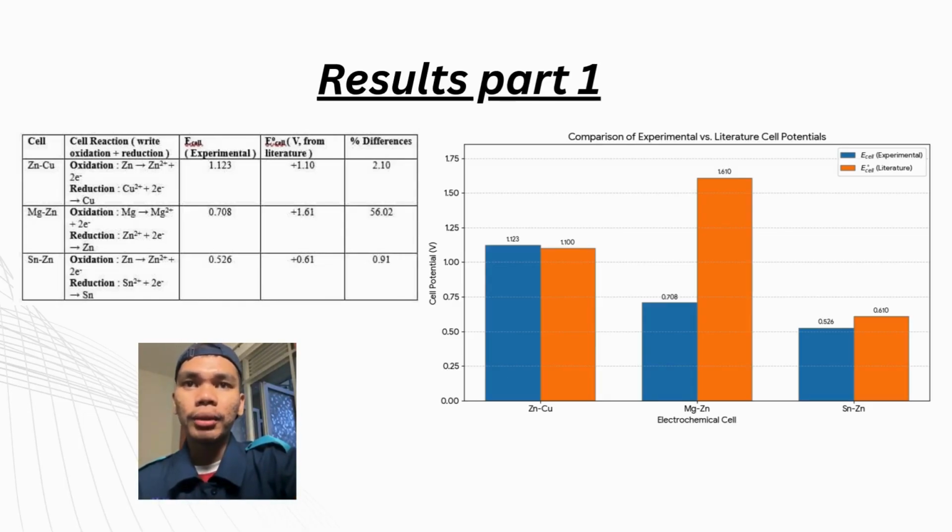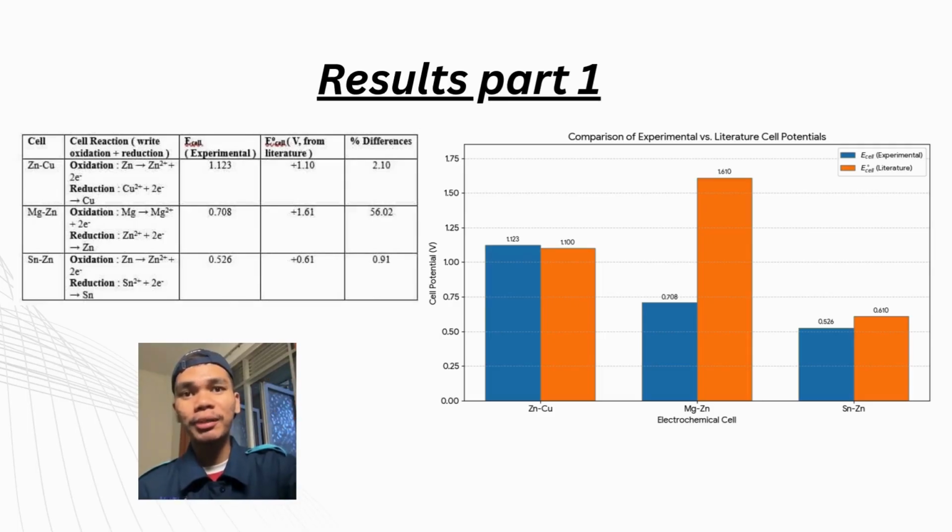Next, we move to the magnesium zinc cell. This cell uses a significantly more reactive metal, magnesium, as the anode. Here, magnesium undergoes oxidation to Mg2+. The half reaction involves zinc ions being reduced to solid zinc. Notice the contrast in the theoretical potential. The literature value, E cell, is positive 1.61 volts, reflecting the high reactivity difference between magnesium and zinc.